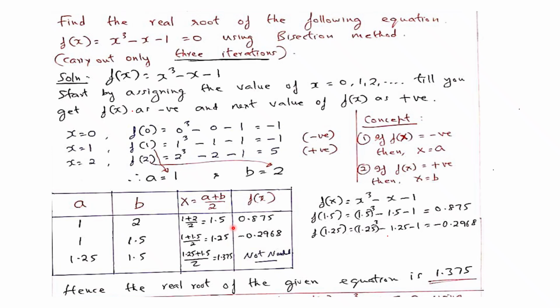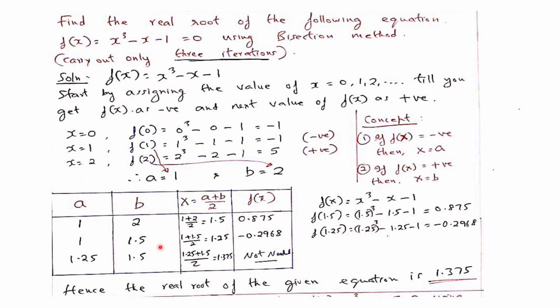Now you have to understand a concept to go further. There are two cases. Sometimes you may get f of x positive as we obtained here. Sometimes you may get f of x as negative. Suppose you get f of x as negative, then you should remember that x is equal to a. And if f of x is positive, then x becomes b. So in this first iteration, we got f of x as positive. Therefore, this value of x, that is 1.5, you have to write under b. A, there is no change, previous one only.